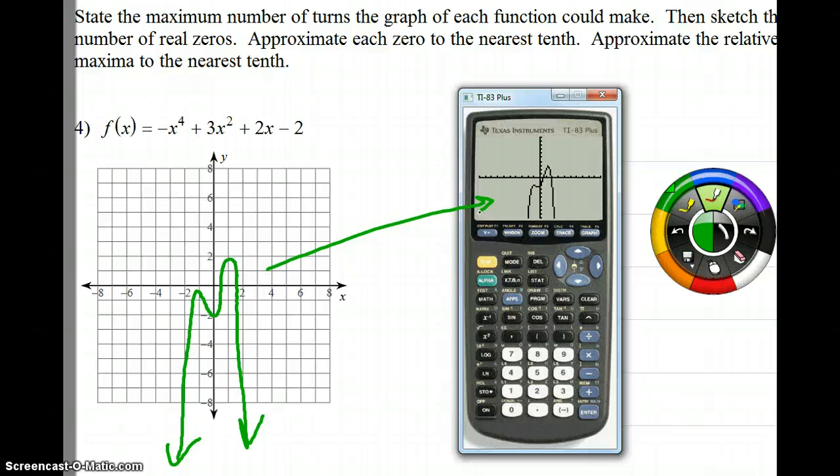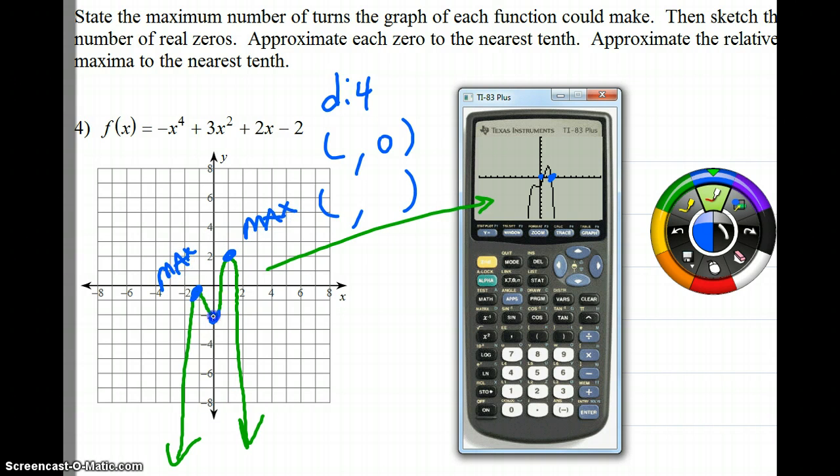Here you'll be asked again, degree is 4. You'll be asked to approximate the zeros, which are these points here and here. Hit trace and come up with those points. And then when we talk about highs and lows, these points would both be considered maximums because they're high points. This is a low point on my graph. This would be considered a min.